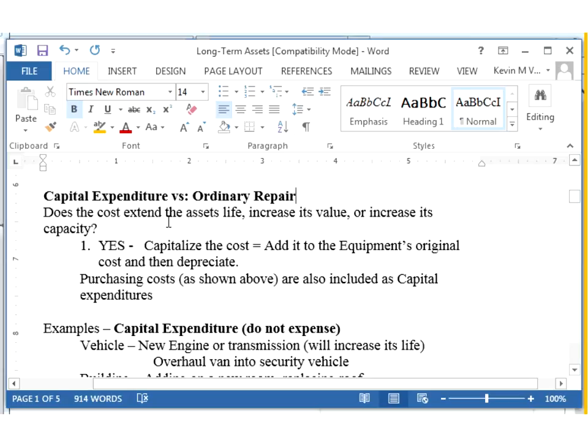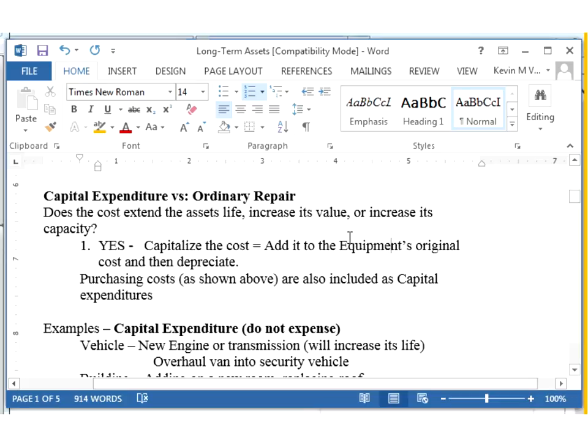So what we do, if the item that we bought increases the asset's life, which a new engine would, it only has to really do one of these 3 things, but the asset, when we buy a new engine, it will also increase the value of the car. Or it changes how the asset works, like having a hauling van and then transforming it into a passenger type van. That's changing how the asset is used. So if we answer yes to any one of these 3, what we're going to do is add that cost right into the equipment that I purchased.